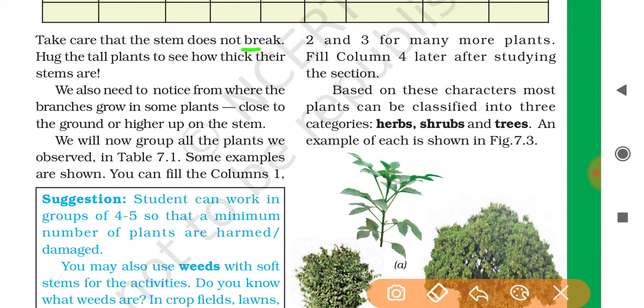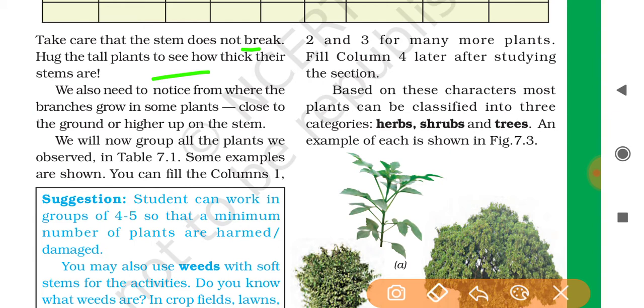Hug the plants, tall plants, to see how thick their stems are. Okay, so in later classes you will read about the conservation of plants. So as a precaution you have to take care that the stem of the plant does not break, and you have to hug the plants to see their thickness.